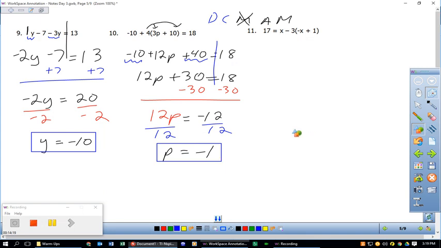Last one on this front page, number 11. 17 equals x minus 3 parentheses negative x plus 1. So we need to distribute first. This time we're going to distribute a negative 3. So negative 3 times negative x. Negative times negative is positive, so actually I'm going to go ahead and bring all this down.